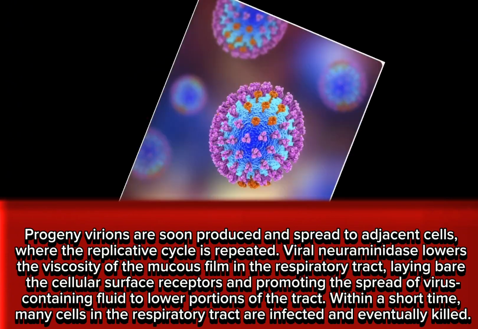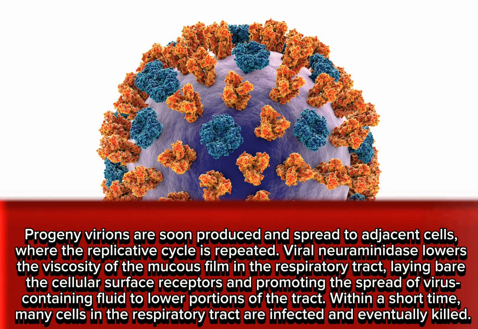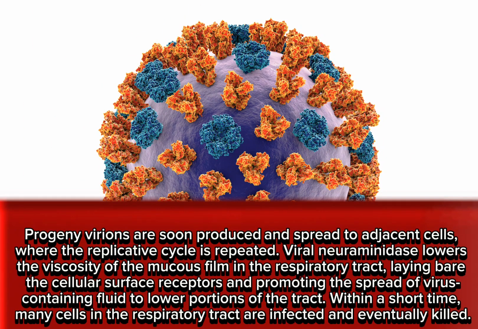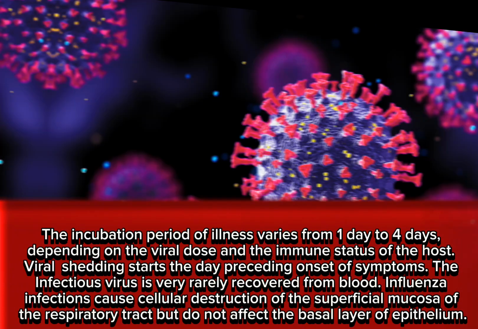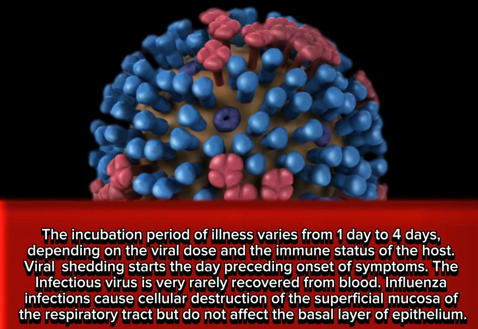Viral neuraminidase lowers the viscosity of the mucus film in the respiratory tract, laying bare the cellular surface receptors and promoting the spread of virus-containing fluid to lower portions of the tract. Within a short time, many cells in the respiratory tract are infected and eventually killed. The incubation period of illness varies from 1 day to 4 days, depending on the viral dose and the immune status of the host. Viral shedding starts the day preceding onset of symptoms. The infectious virus is very rarely recovered from blood.